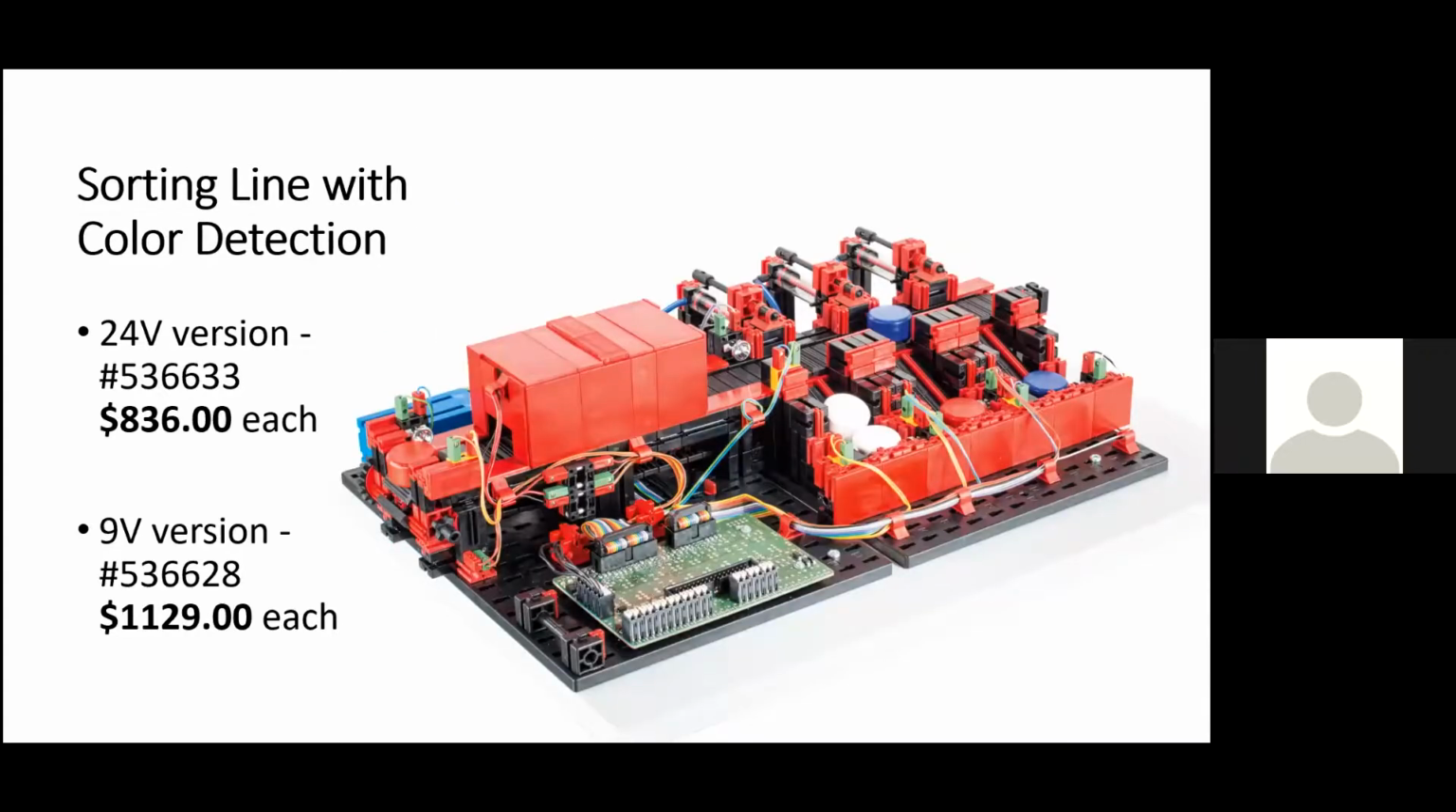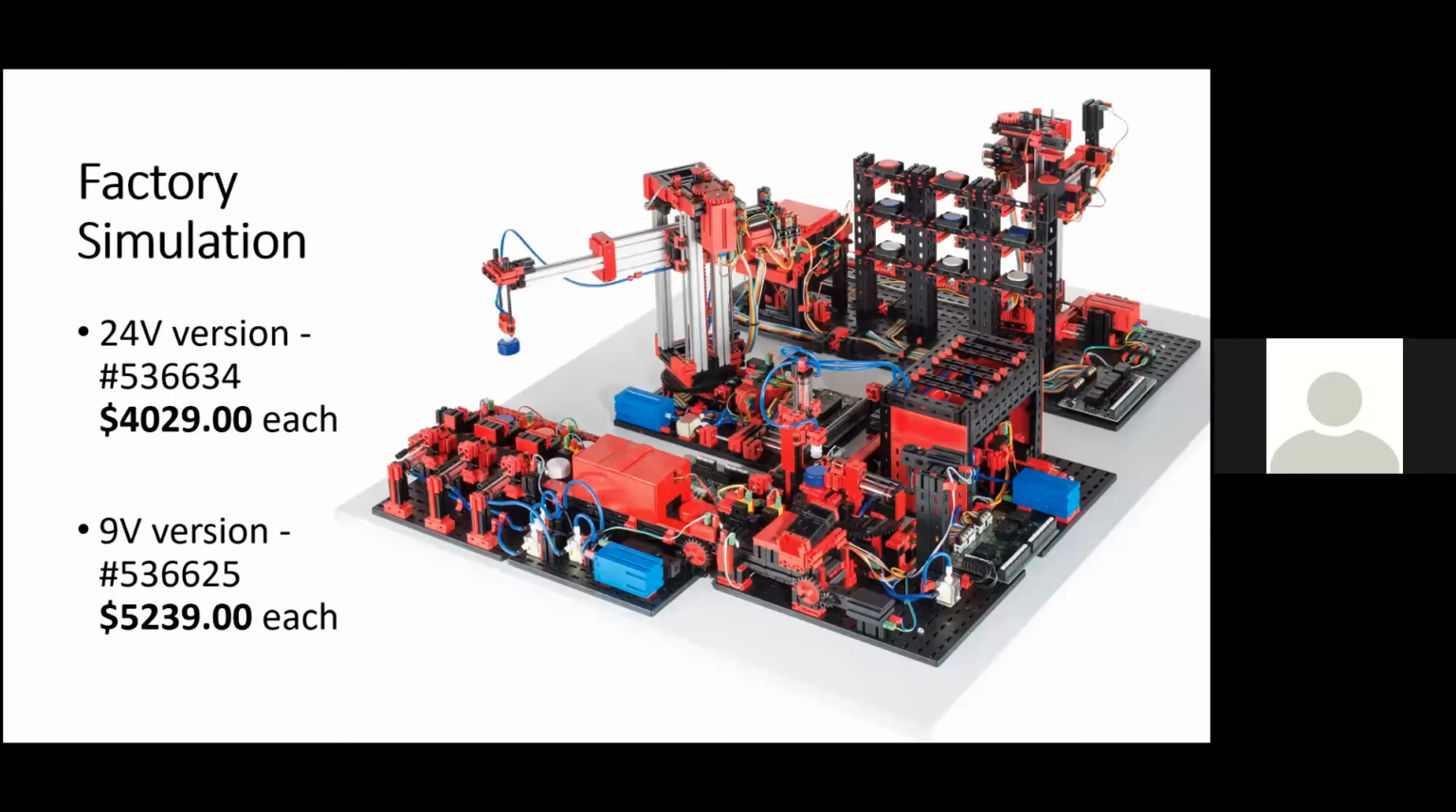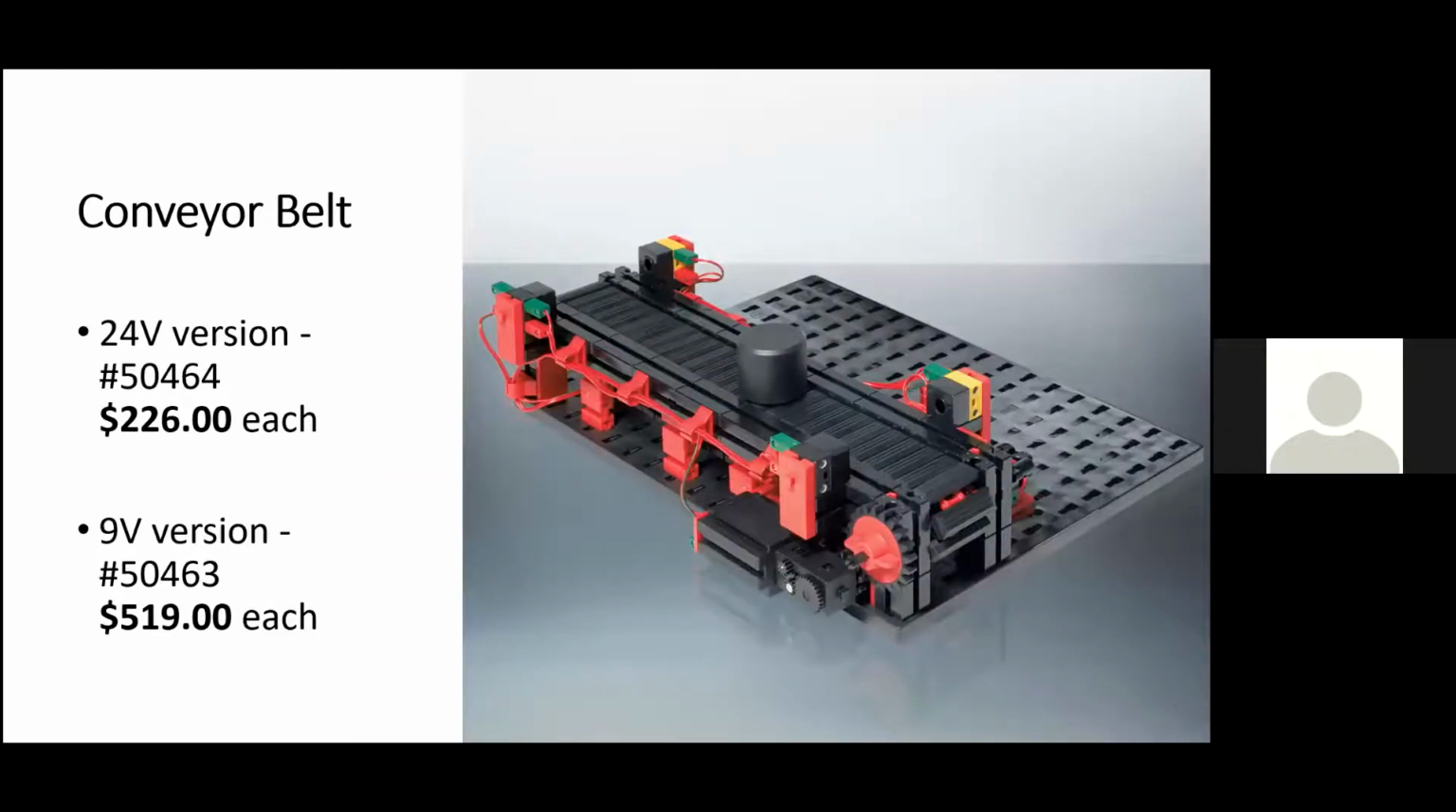Sorting line with color detection, 24-volt version is $836. The 9-volt version is $1,129. The full factory simulation model, which again puts those 4 models together into a unified work cycle, the 24-volt version requiring the PLC and the programming, you have to provide both of those, $4,029, and the 9-volt version, you're looking at $5,239. The conveyor belt, 24-volt version, requiring PLC is $226. The 9-volt version with the TXT controller pre-wired, pre-programmed is $519.